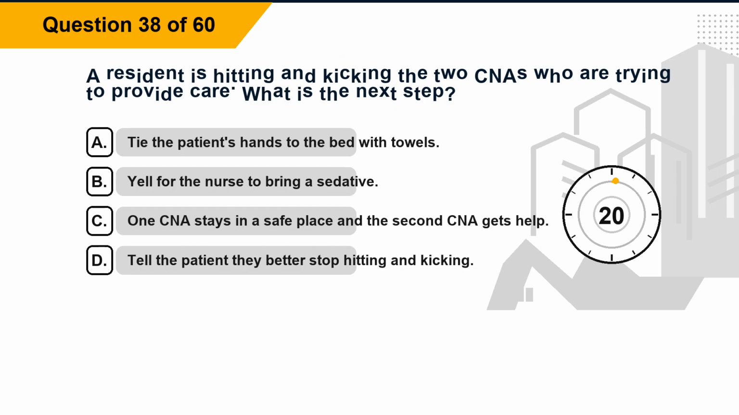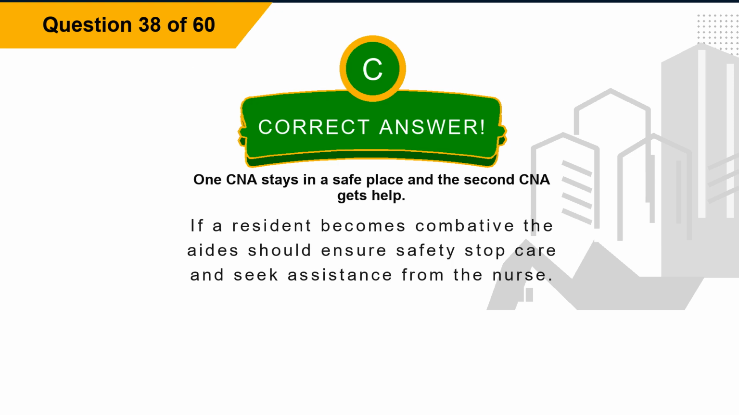Question 38. A resident is hitting and kicking the two CNAs who are trying to provide care. What is the next step? Option A, tie the patient's hands to the bed with towels. Option B, yell for the nurse to bring a sedative. Option C, one CNA stays in a safe place and the second CNA gets help. Option D, tell the patient they better stop hitting and kicking. The correct answer is option C, one CNA stays in a safe place and the second CNA gets help. Explanation: if a resident becomes combative, the aide should ensure safety, stop care and seek assistance from the nurse.